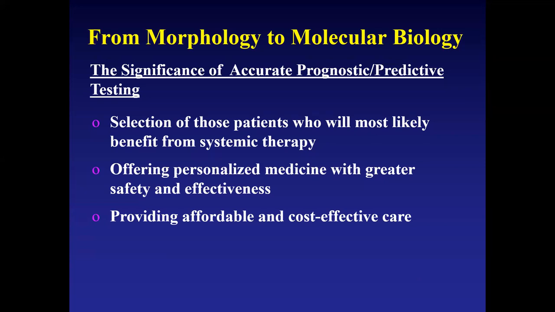So the question is, what is the significance of accurate prognostic and predictive testing? That is selection of those patients who will most likely benefit from systemic therapy, offering personalized medicine with greater safety and effectiveness, and providing affordable and cost-effective care.